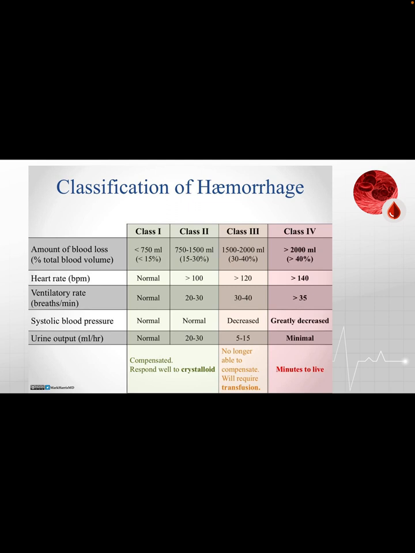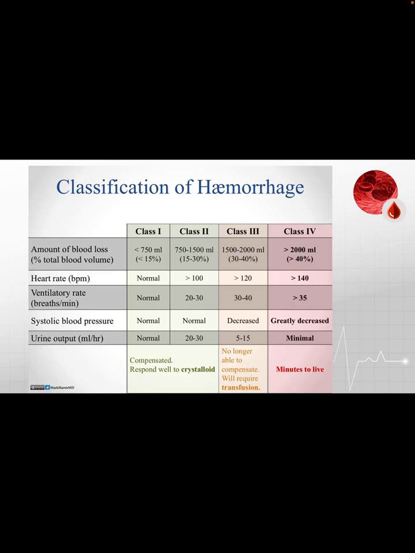In class 3, when there is a blood loss of 1500 to 2000 ml, the heart rate will increase to more than or equal to 120 beats per minute. Ventilatory rate will be 30 to 40 breaths per minute, and systolic blood pressure will start decreasing. Crystalloid transfusion alone is not enough. In this condition, we have to transfuse whole blood, or a blood transfusion should be done, or fresh frozen plasma should be transfused.